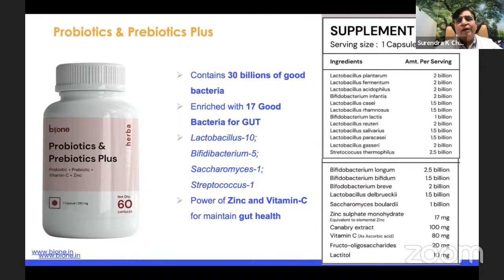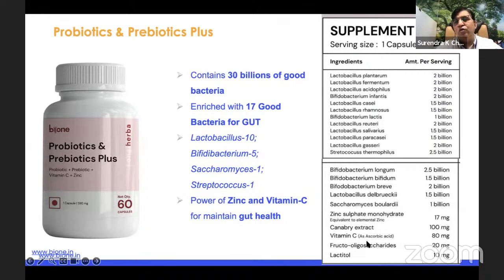Now, this probiotic contains 30 billion good bacteria, enriched with 17 different bacteria: 10 species of lactobacillus, 5 species of bifidobacterium, 1 saccharomyces, 1 streptococcus, powered by zinc and vitamin C, which is very important for gut health, and also fructooligosaccharide, lecithol, and cranberry extract.